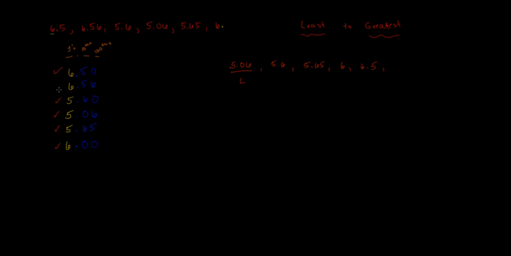And then lastly, we have 6.56, or 6 and 56 hundredths. And this is my greatest value. Okay, so you can see that we've ordered them from least to greatest. It's all based on what the original whole number was first, and then you move from place value to place value and compare them and say, okay, which do I have more of? All right, so that's one way you can do it.